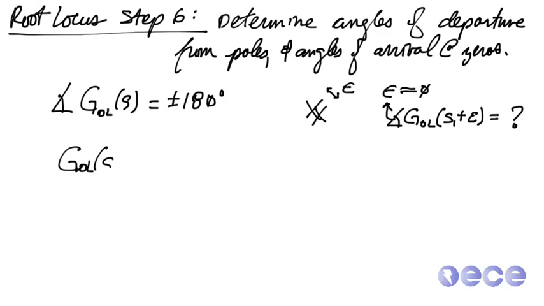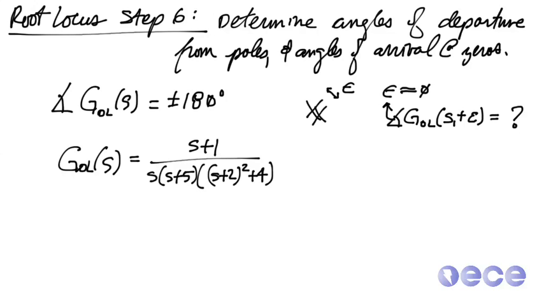So let's revisit our original running example. Here we have GOL of S equals S plus 1 over S times S plus 5, and we're going to have another factor here, S plus 2 squared plus 4. So this is not the same transfer function that we've been using. It's a little bit more complicated, so we're going to have to do a bunch of the individual pieces for the other parts of the root locus in order to make this one actually work.